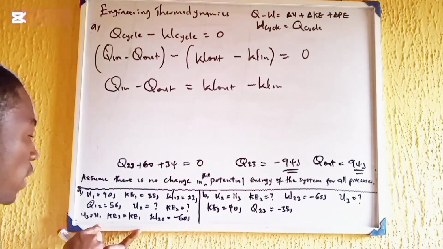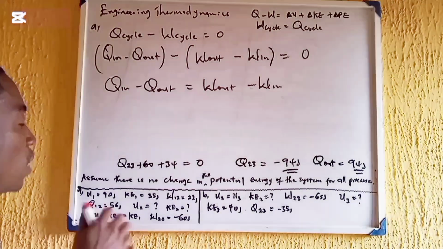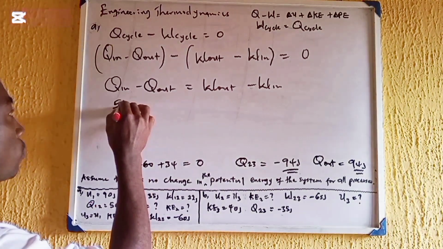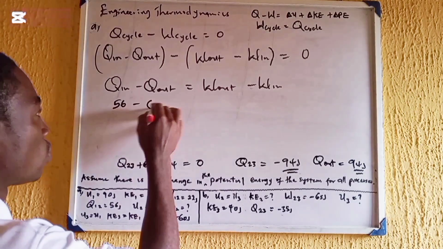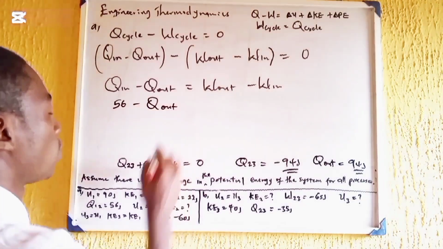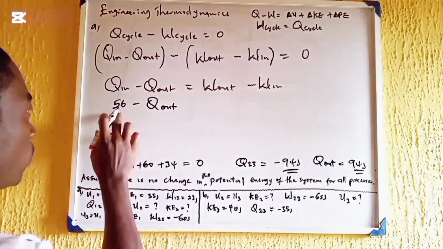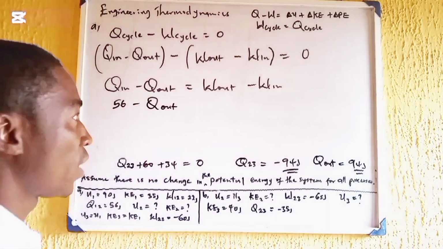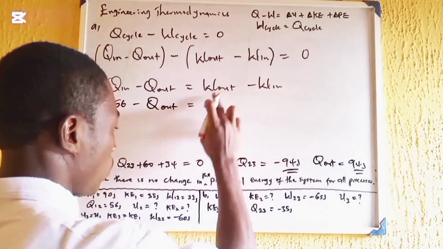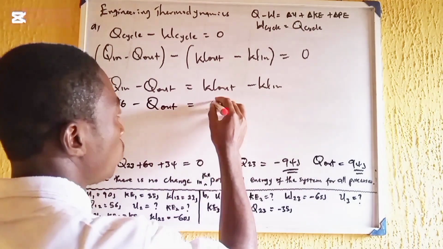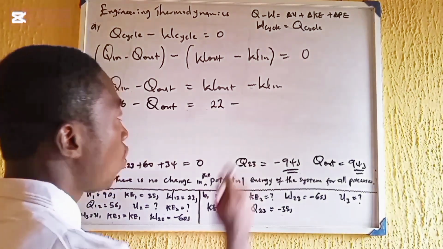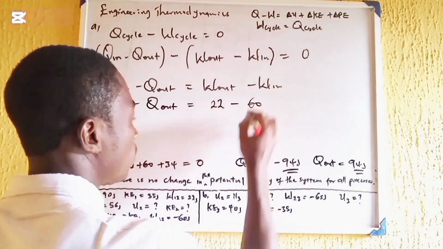So we'll come back to part A. Q12 is positive, that's 56 joules, minus Q out. Why did we pick 56 joules for this? That's heat received by the system. Work out, which is equal to 22 joules, minus work in, which is equal to 60.